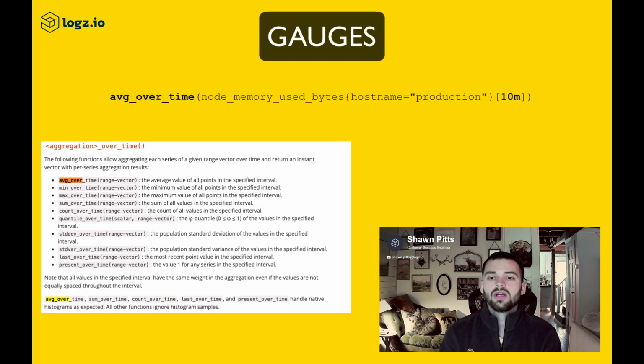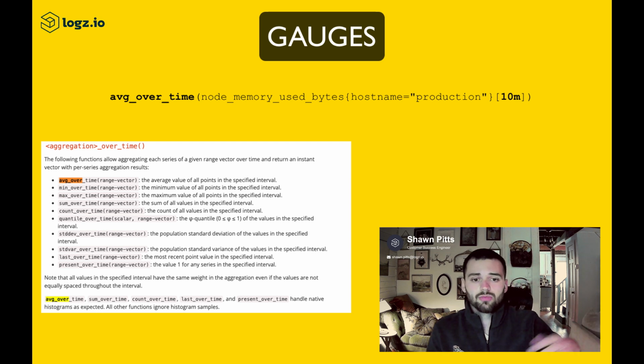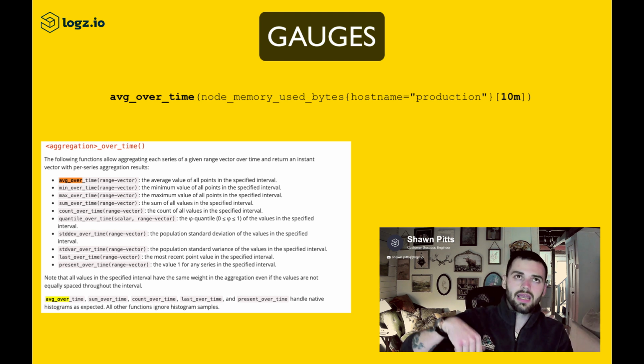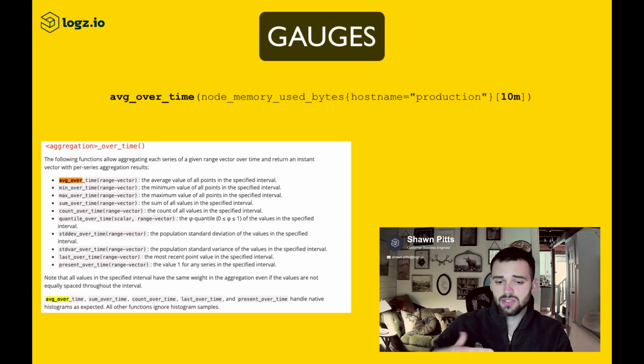So let's look at an example of computing the average of memory on my production server in the last 10 minutes. You can see up above that what I'm using is average over time, which is calculating the average over a certain period of time, which is my range vector of 10 minutes. Now this is extremely useful because it's doing something similar to rate. However, it fits in with a gauge metric and can handle the ups and downs that it consistently goes through.